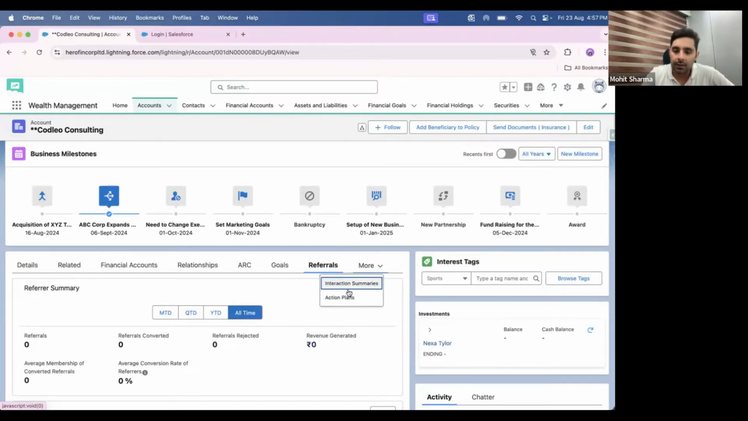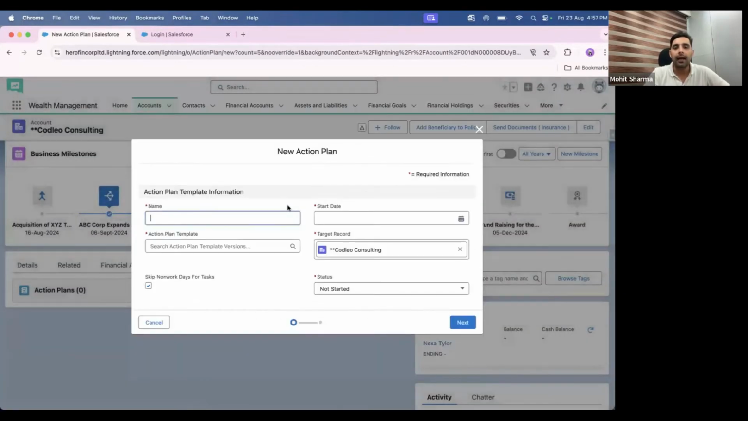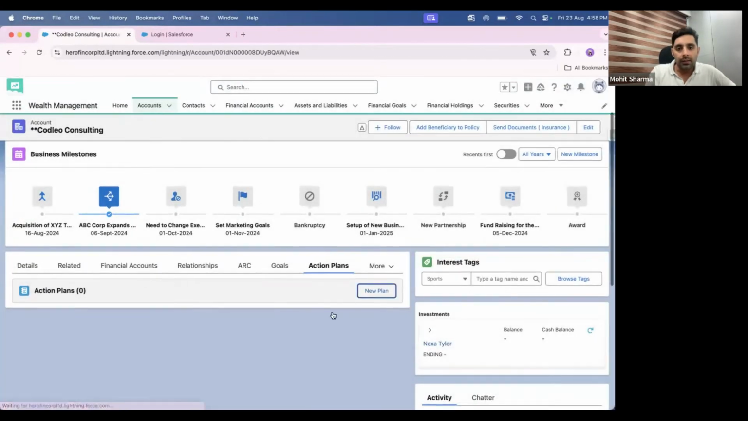And then your interaction summaries and your action plans can also be managed, where you can plan your actions accordingly. I was talking about how we can create these templates, which I'll be talking about in detail in our part 3, how these functions can be created and can support us. Now, this is our account.